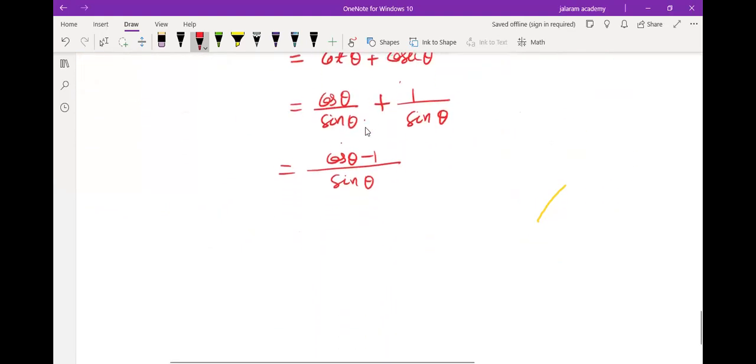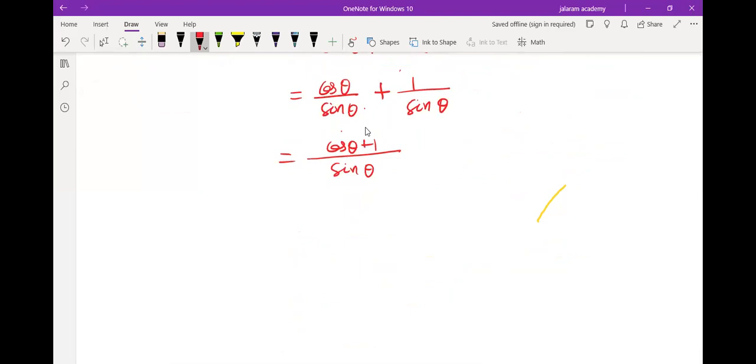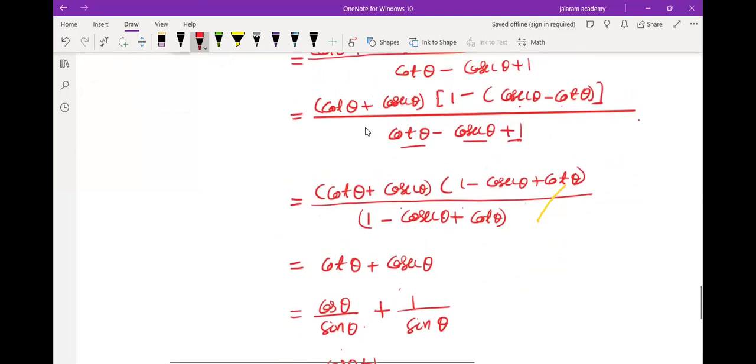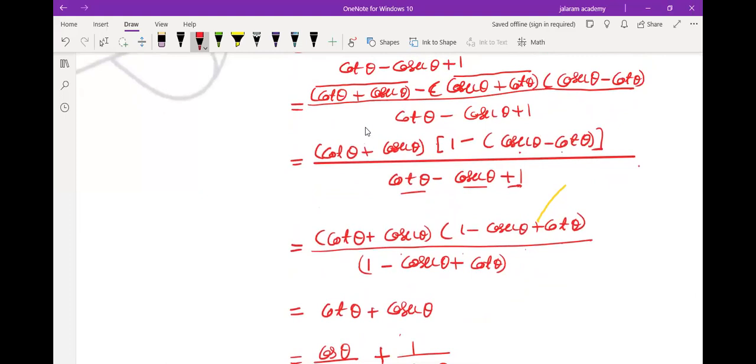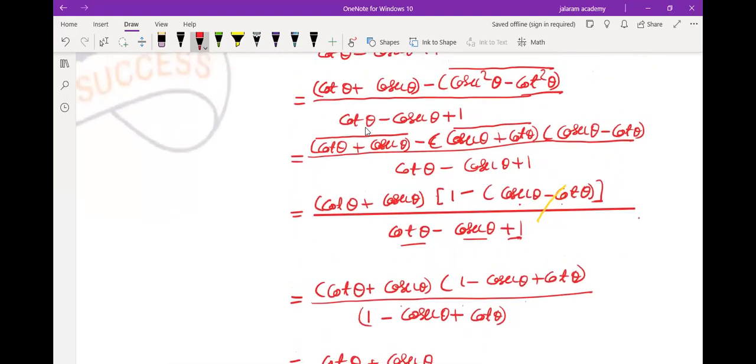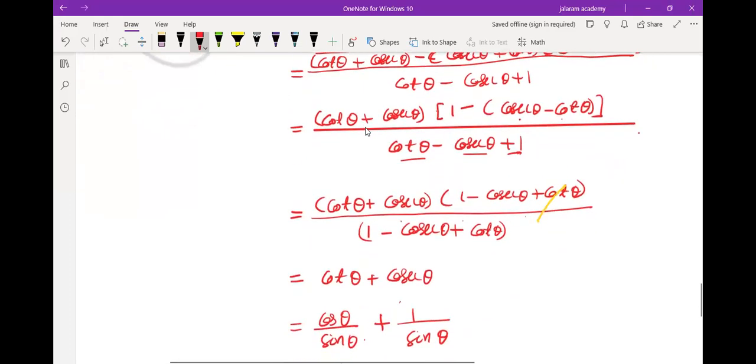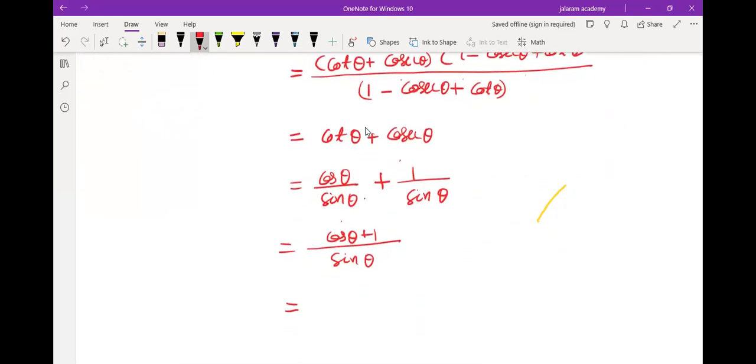So when we check, we can easily see there was a careless mistake. Cot theta plus cosec theta was written with a minus between them, but it is plus only. So now if we change the order, it is 1 plus cos theta upon sin theta, which equals the RHS, hence proved.